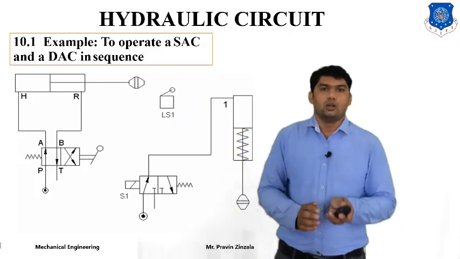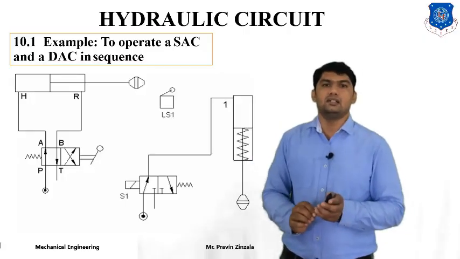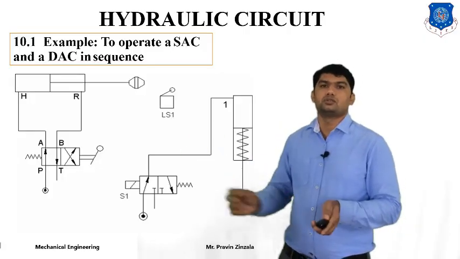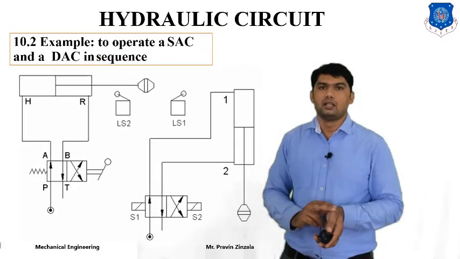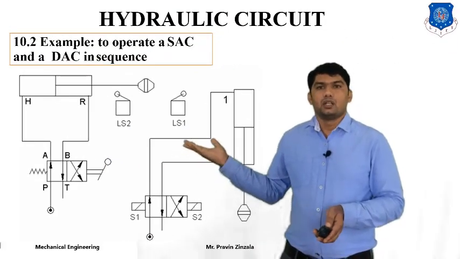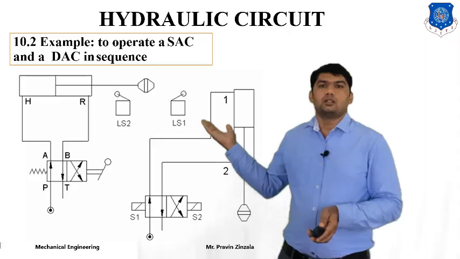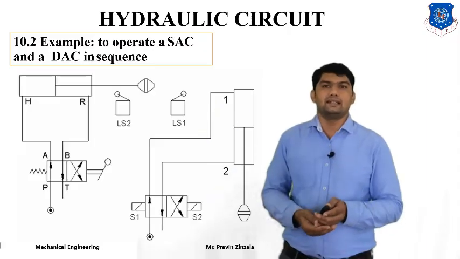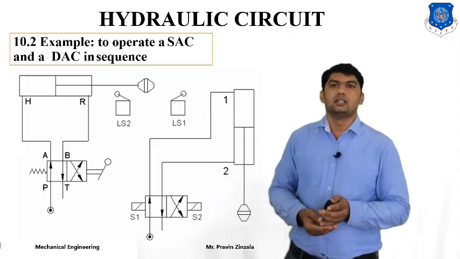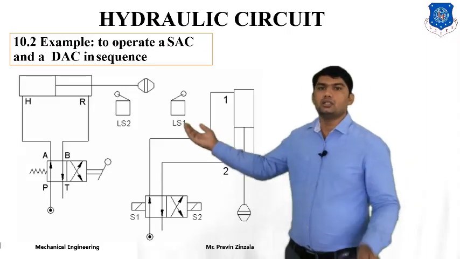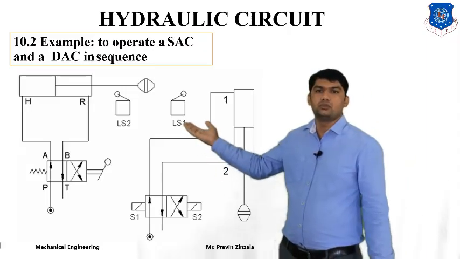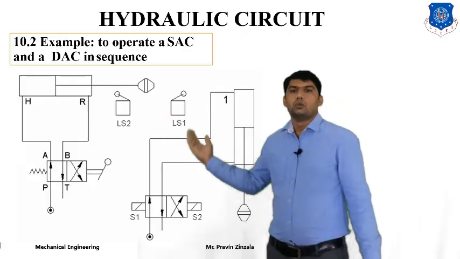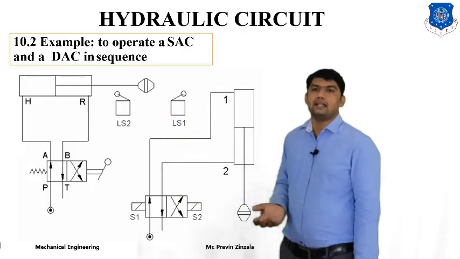So this is the sequencing operation by utilization of limiting valve. The second example is sequencing operation of two double acting cylinders using limiting switches. Here there are two limiting switches, limiting switch 1 and limiting switch 2, for operation of the two double acting cylinders.